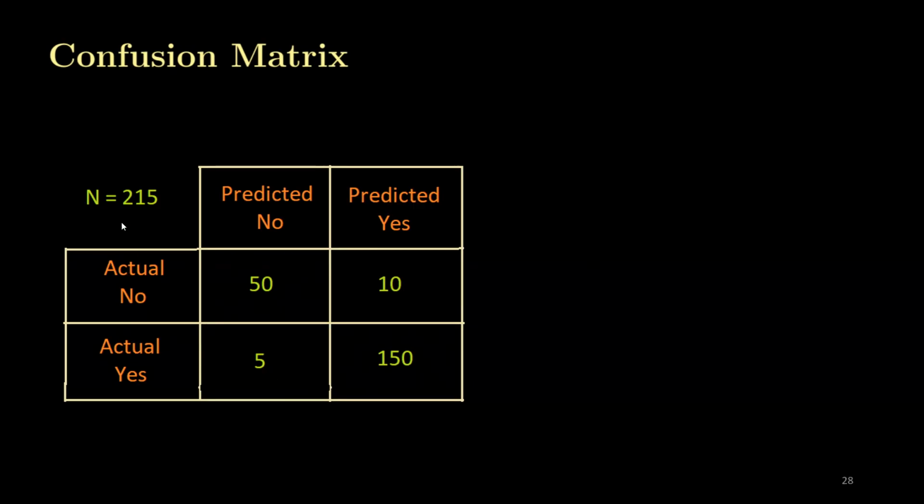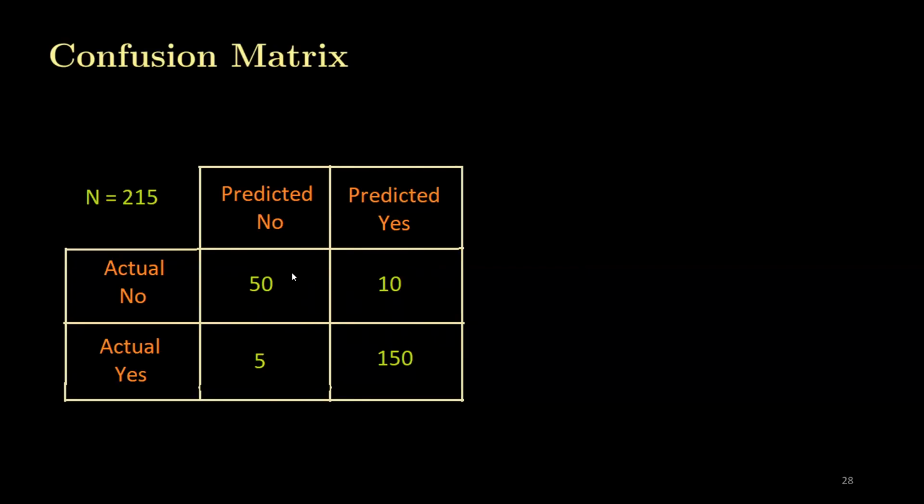Now I have testing samples equal to 215. With the help of these 215 testing samples, how will the confusion matrix be created by the model during testing? Basically, it has divided these 215 samples into four elements. Here we have 50, here we have 10, we have 5, and we have 150. Let's understand each element separately.